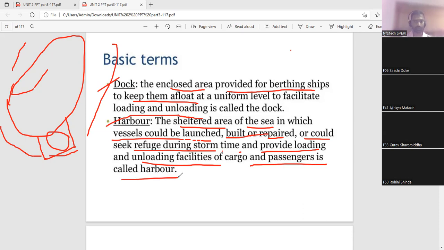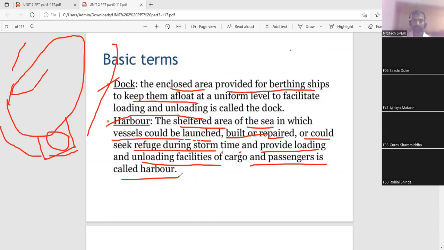So you have seen docks and harbor. In the dock, the ship will come towards the boundary, and the particular area is sheltered, that is protected. Only loading and unloading will take place. At the dock, loading and unloading will take place.